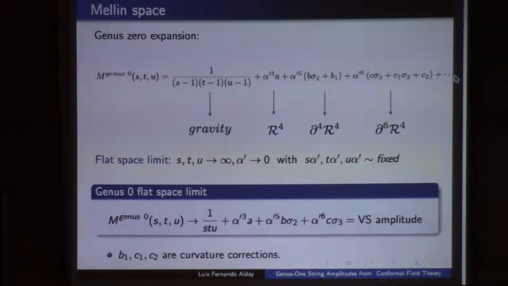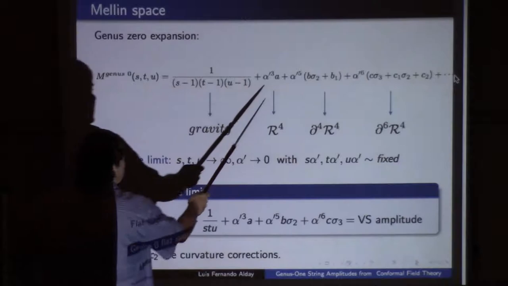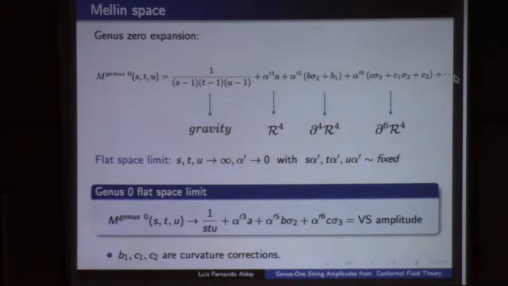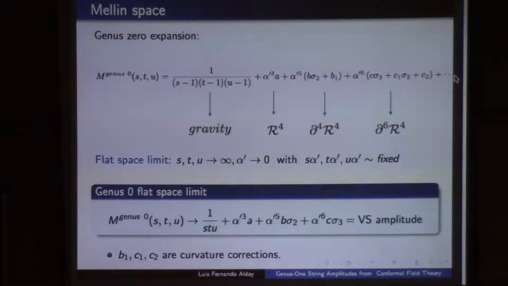Now, from crossing symmetry alone, it's not clear how to fix these coefficients. We only understand the structure. But the message is that the leading coefficient at each power of alpha prime, here the coefficient of sigma 2, here the coefficient of sigma 3, will survive in flat space. All the other subleading terms are curvature corrections that are there because we are in AdS5. Is that OK? Any questions?